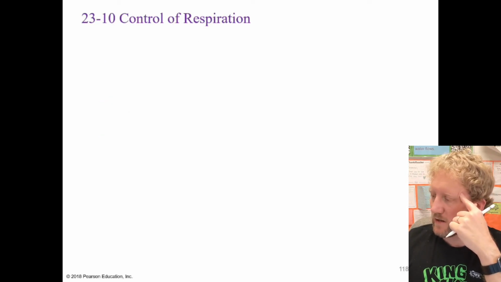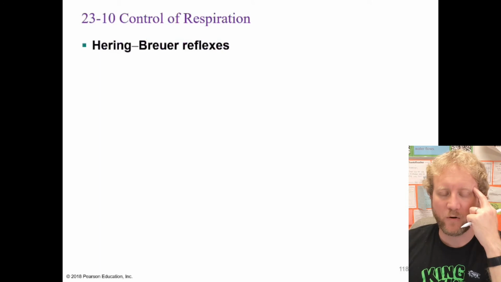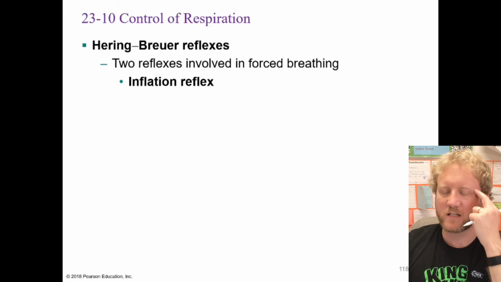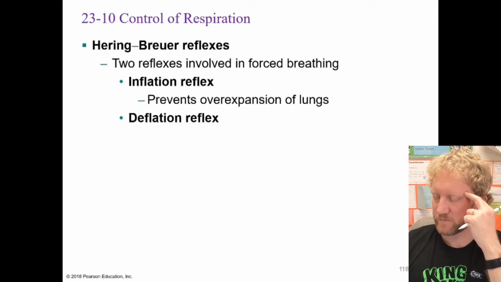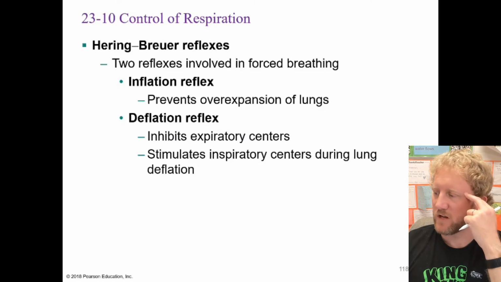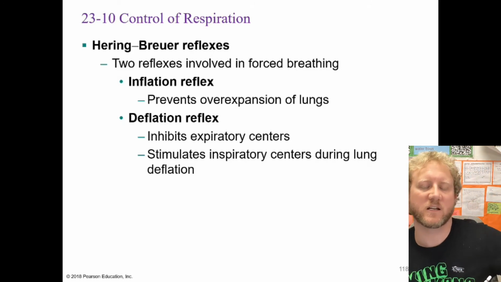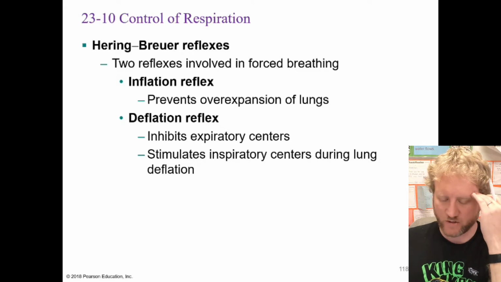Within the breathing, the quiet breathing and the forced breathing, are the Hering-Breuer reflexes. These are two reflexes involved in forced breathing. We have the inflation reflex, which prevents overexpansion of the lungs. Basically, you can't burst your own lungs. And the deflation reflex, which is going to inhibit expiratory centers and stimulate the inspiratory centers during lung deflation. And so basically, you cannot collapse your own lungs either. The reflex is an uncontrolled action that your body is going to do in response to these different structures.